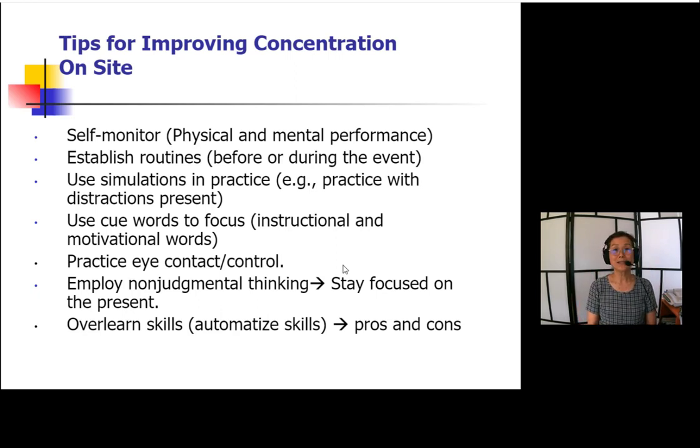Lastly, overlearning skills. Automatizing skills helps with our attentional skills, because we don't have to think about how we do it. It's just executed, right? Pros of it, yes, it helps our attention, but there are some problems with automatizing and overlearning skills. If you learn a skill inefficiently or incorrectly and then you automatize it, gosh, going back and correcting it takes forever.